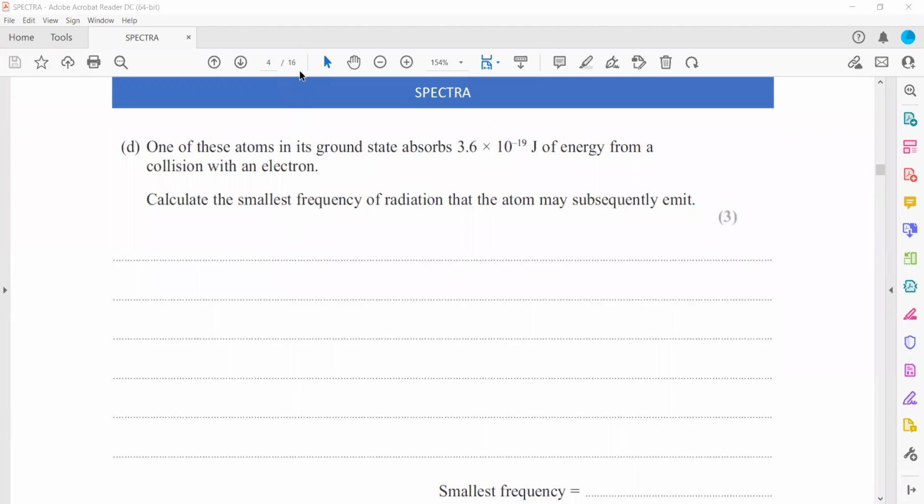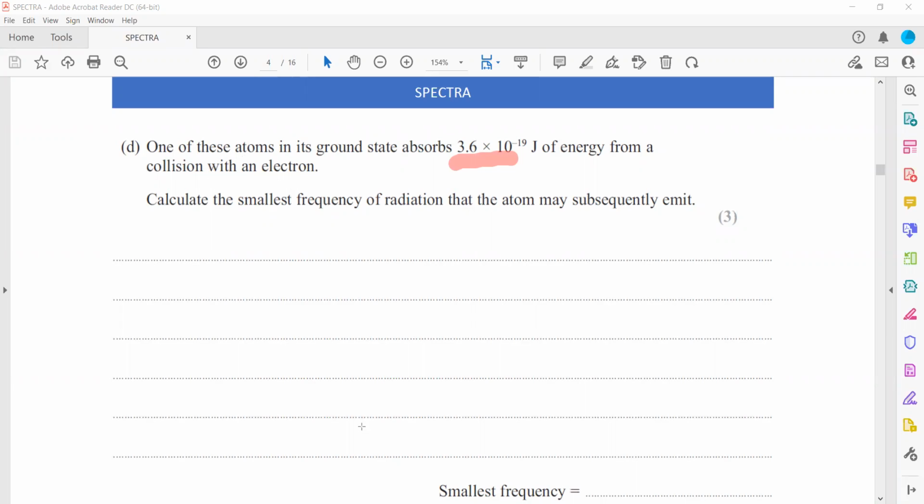One of these atoms in a ground state absorbed 3.6 into 10 power minus 19 joule from a collision with an electron. Calculate the smallest frequency of a radiation that atom may subsequently emit. So we have the energy, we need the frequency. Because we want the smallest frequency emitted, this is like one of these atoms in a ground state absorbing 3.6 when it collides with the electron.